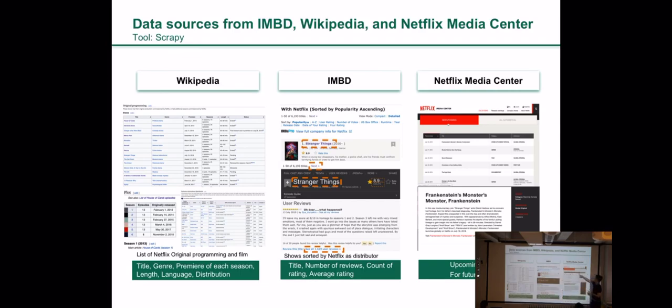The last one is Netflix Media Center. I didn't actually crawl this, but it is a very important source because every quarter or every month, Netflix, on this official website, will release all the upcoming shows and films, which is going to be used later.